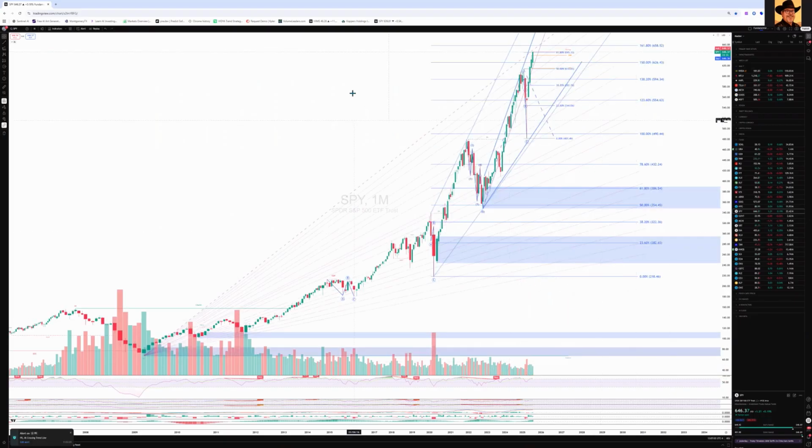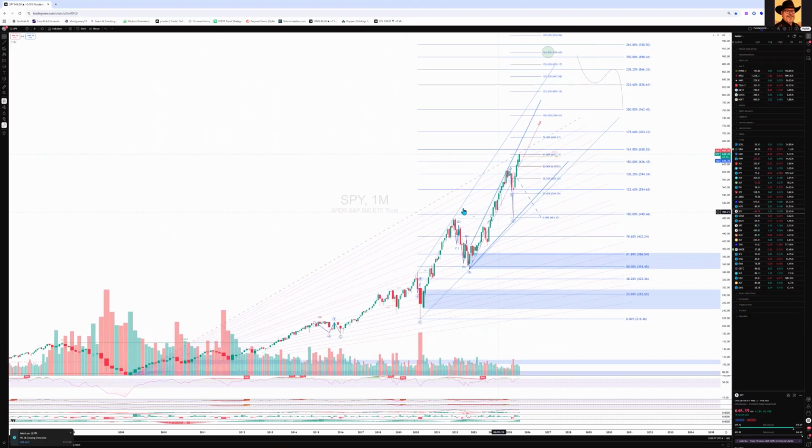Just one more screen check. You guys see my SPY chart? Perfect. All right, so we're going to do it a little different today. I wanted to take a look at the big picture.